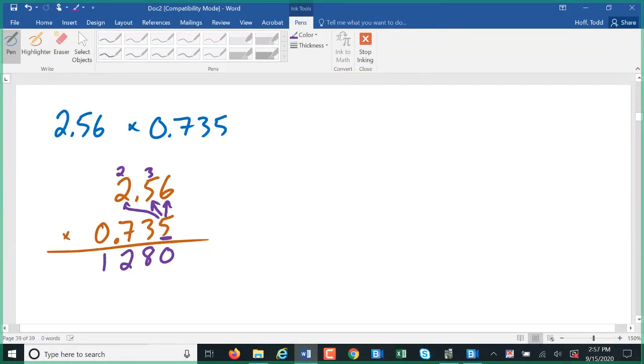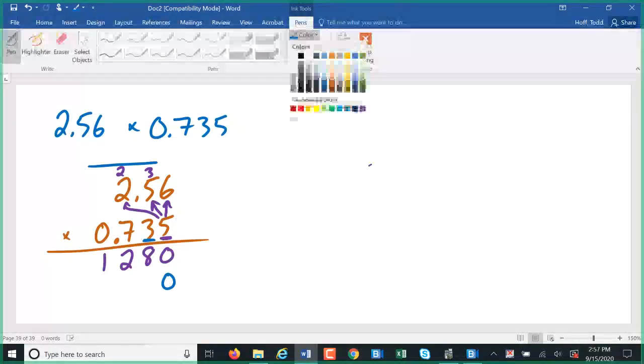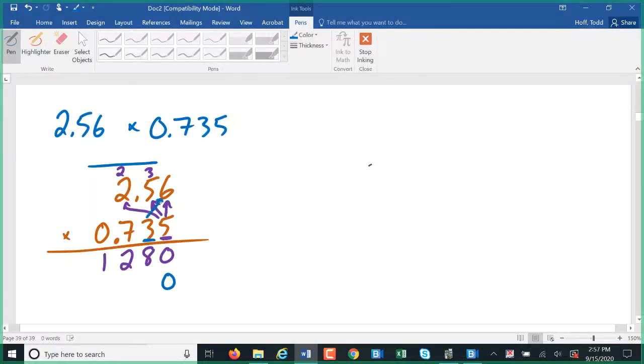Now we're done with the 5, we're going to move over to the next digit, to the 3. We've been taught that when we do that, we have to add a 0 down here. I also put a line up here just so I know those are old carries. Anything below the line is an old carry. Now I have 3 times 6 is 18, so that's 8, carry the 1. 3 times 5 is 15, plus the 1 is 16, so 6, carry the 1. 3 times 2 is 6, plus 1 is 7.